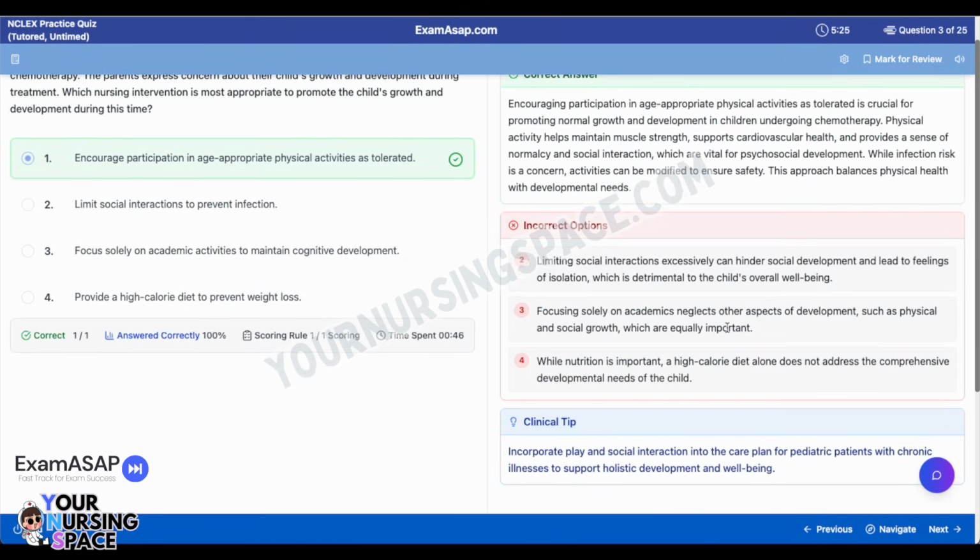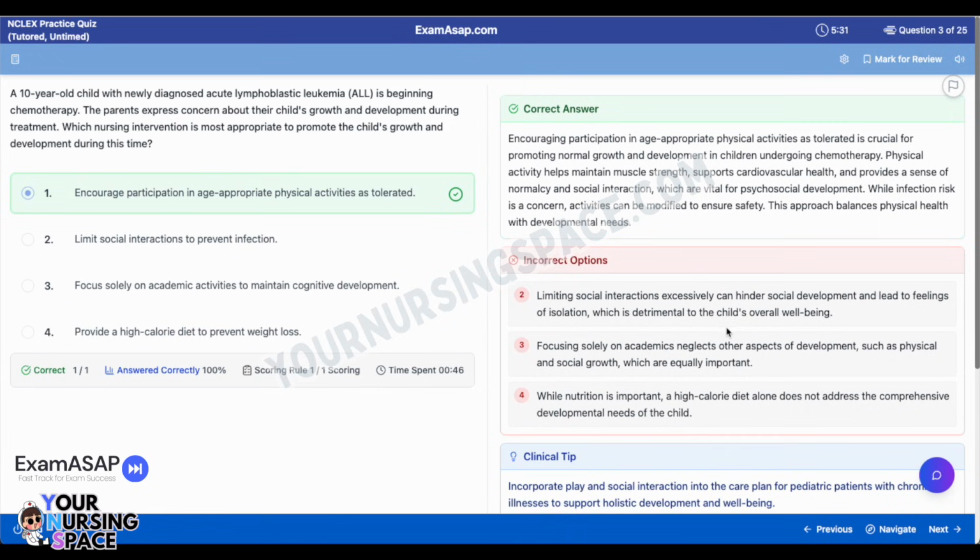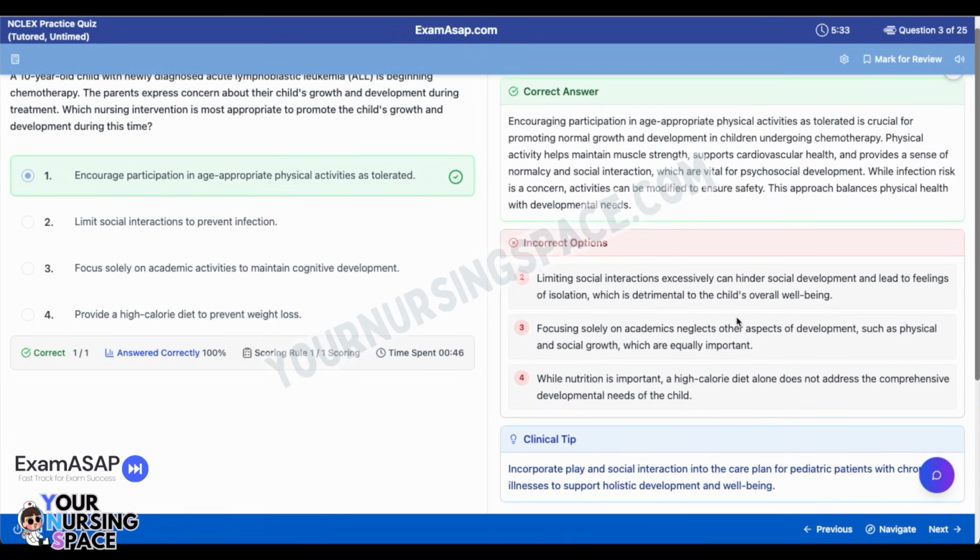The correct answer is A. Rationale. Correct answer, A. Encouraging participation in age-appropriate physical activities as tolerated is crucial for promoting normal growth and development in children undergoing chemotherapy. Physical activity helps maintain muscle strength, supports cardiovascular health, and provides a sense of normalcy and social interaction, which are vital for psychosocial development.